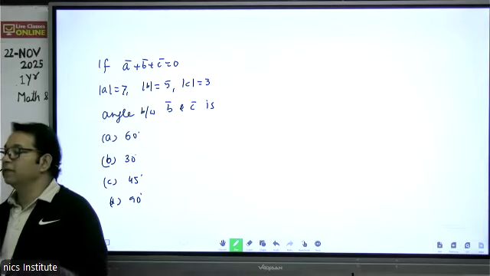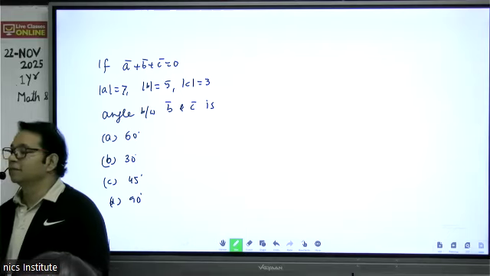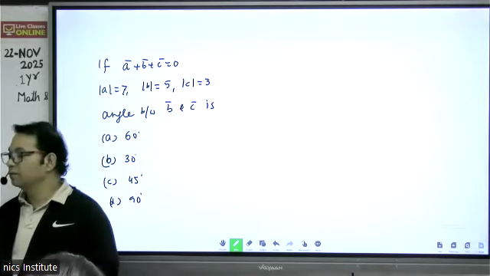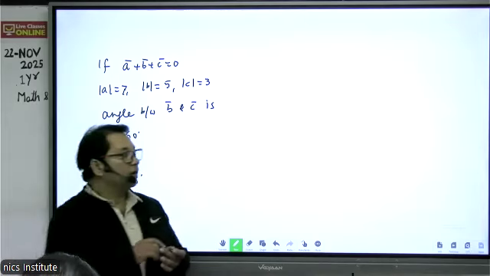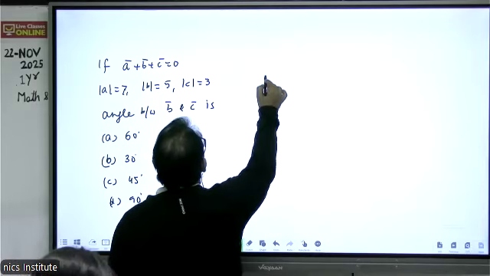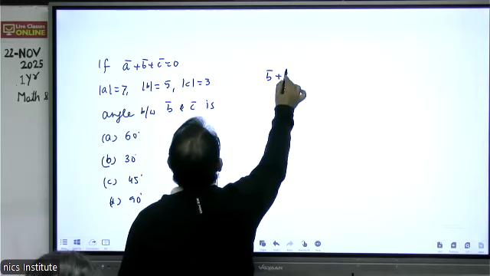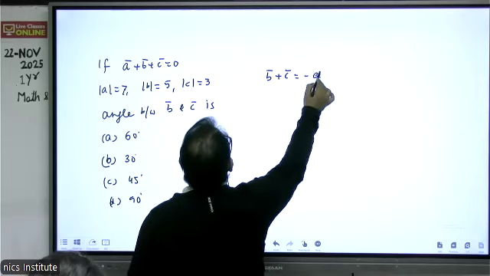क्या मेरा कैसे किया? Sir, I took B plus C to the other side, फिर बिल्कुल स्क्वायर किया. छा गई तुम. गुड. यही करना था. बी और सी में एंगल निकालना है तो यू हैव टू टेक बी प्लस सी ऑन वन साइड एंड देन स्क्वायर बोथ द साइड्स कर लो.